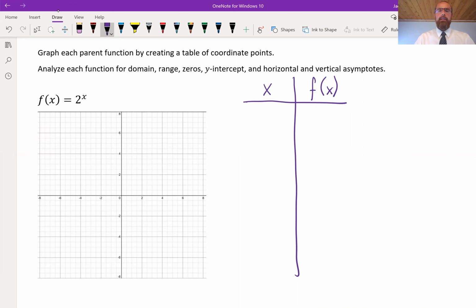We'll call that right-hand column f of x, which is a way for us to say that those values come from x. We'll use our rule, which in this case, again, is 2 to the power of x. And let's choose for our domain values the traditional 5. See if you can see why we would use these 5. It's -2, -1, 0, 1, and 2.